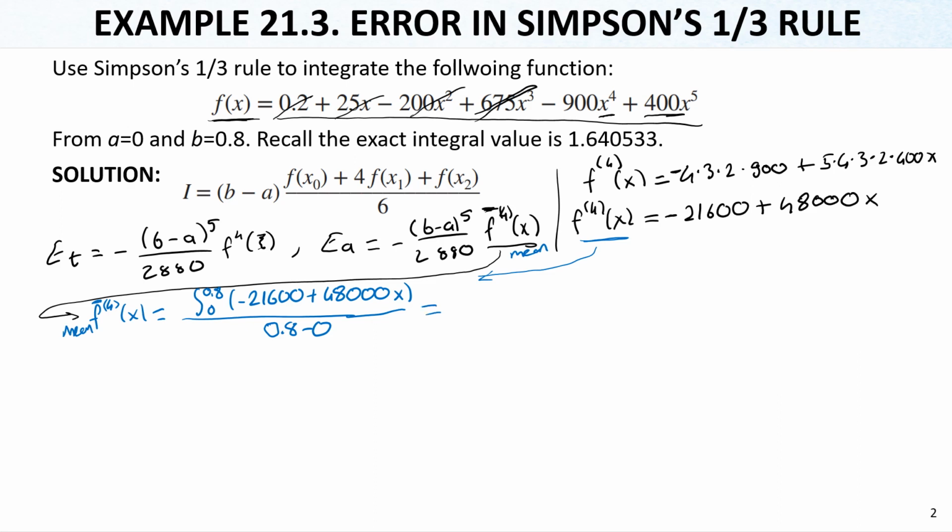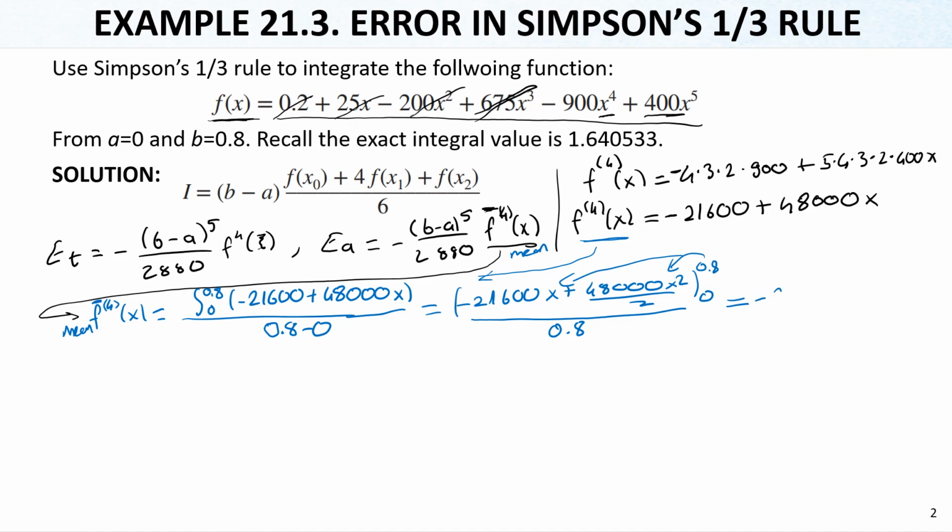So when we solve this, it becomes minus 21,600 x and plus 48,000 x squared divided by 2, divided by 0.8, and for this the limits are 0 and 0.8, so we put 0.8 into here and into here. The result here becomes minus 2400.